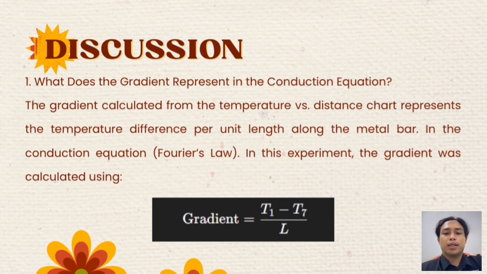First, we calculated the temperature gradient by subtracting T7 from T1 and dividing by the distance between them. This gradient represents the rate of temperature change per meter along the bar, which appears as dT/dx in Fourier's law of conduction. It shows the driving force that causes heat to flow from the hot end to the cool end.